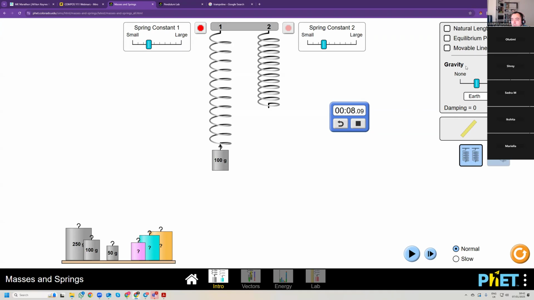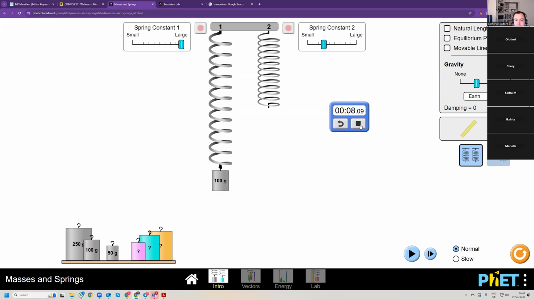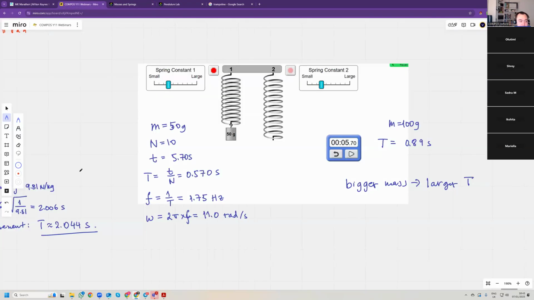Now, spring constant. If we increase the spring constant, we get a stiffer spring, so you see a wider spring. Start the timer, and 3, 2, 1, go. 1, 2, 3, 4, 5, 6, 7, 8, 9, 10. 5.86. So you can see that the time period has decreased. Increasing the spring constant decreases the time period. So bigger spring constant, shorter time period.